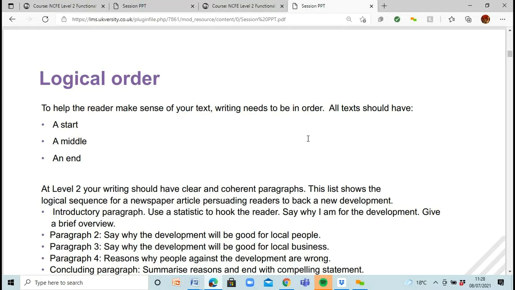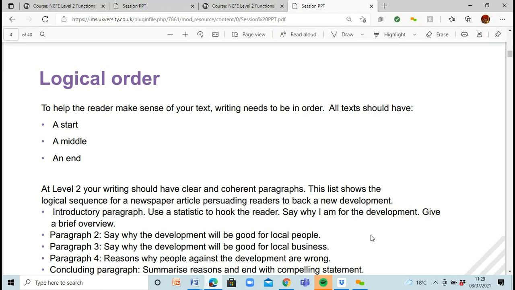So logical order. When you're writing something, you need to make sense of what your text is or what you're actually doing. If you start off writing something and the information is all over the place, it can be so confusing. All texts should have a start, a middle, and an end. They should be nicely and clearly constructed. Within level 2, when you're doing your paragraph writing, your paragraphs should be clear and coherent. They should make sense, and have all the information in a certain order, which flows from one to the other.